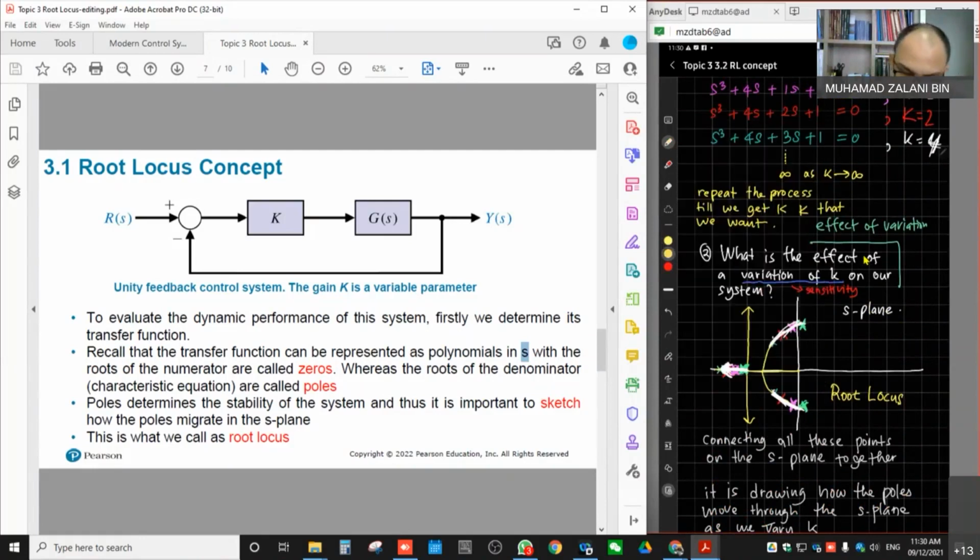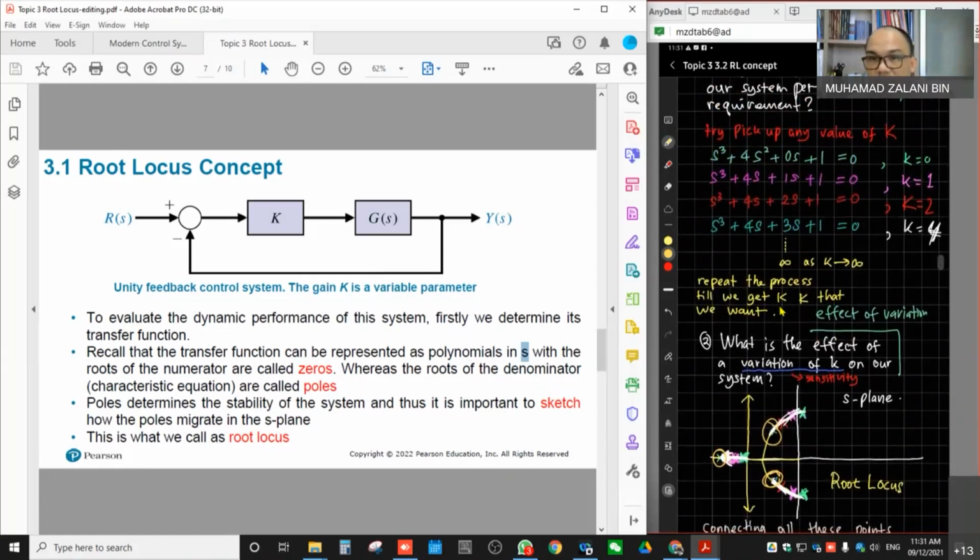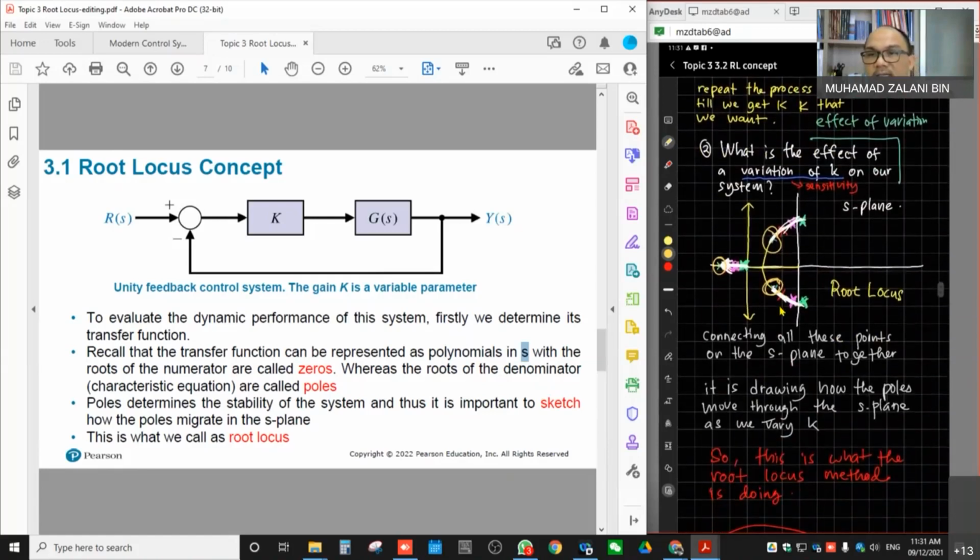Okay. Tadi kita dapat K sama dengan 4 tu. Masa K sama dengan 4, pole location tu kat situ kan. So kita dari segi design okay lah. Dari segi design okay. So how about the second one? The effect of variation of K on our system. Kata K tu berubah.